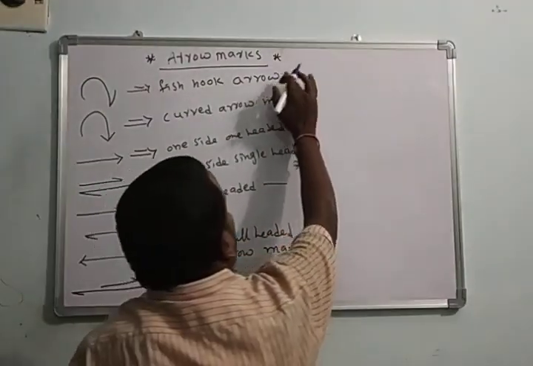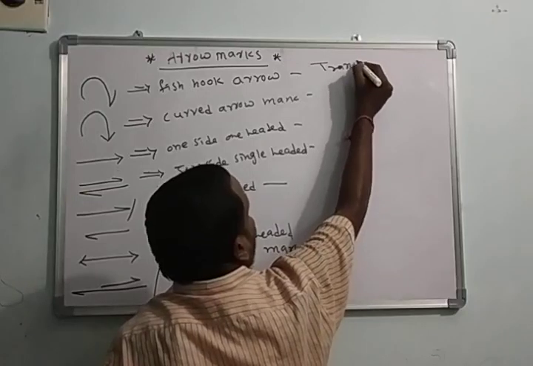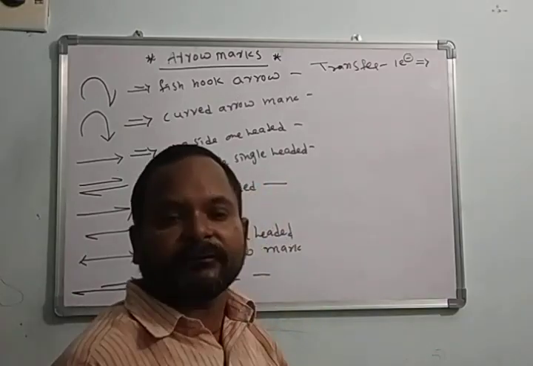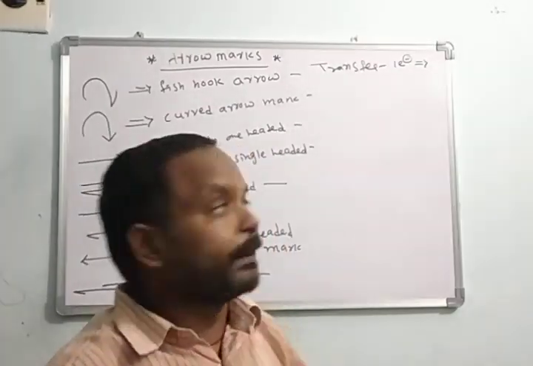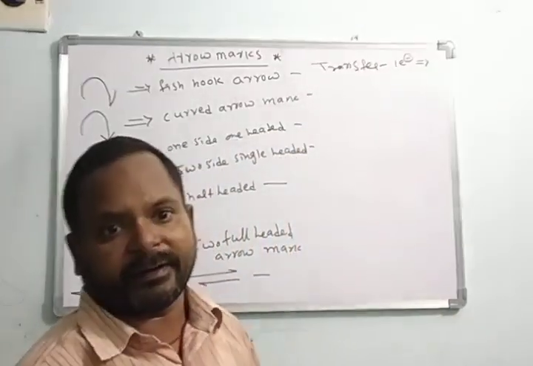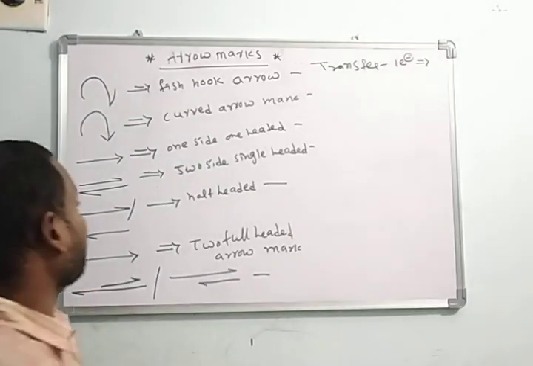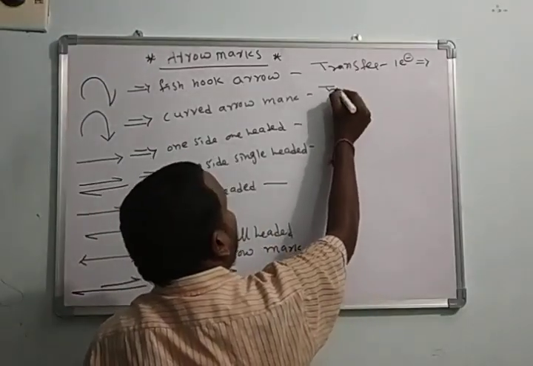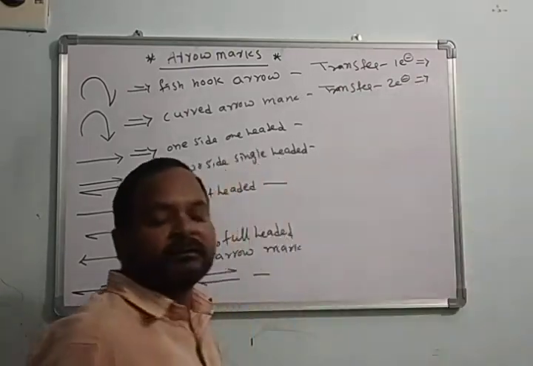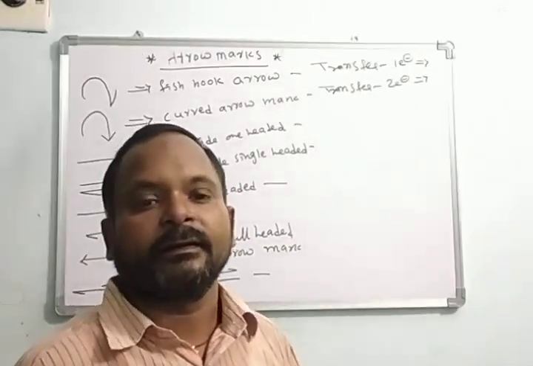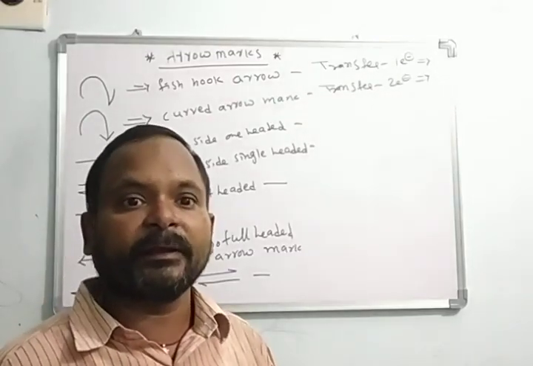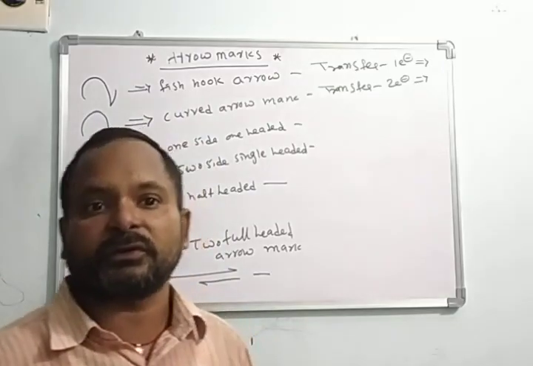The fish hook arrow mark indicates transformation of one electron. This fish hook arrow mark is used in homolytic fission, and we get free radicals. The curved arrow mark indicates transformation of two electrons. This is used in heterolytic bond fission, and we get carbanion and carbocation, or electrophile and nucleophile.